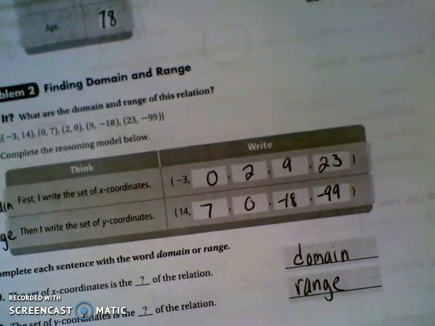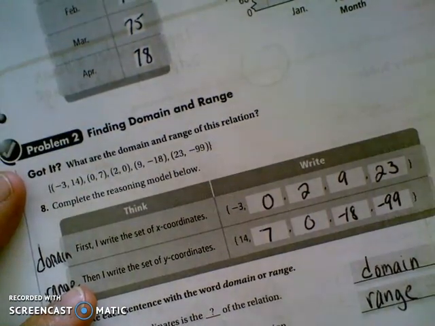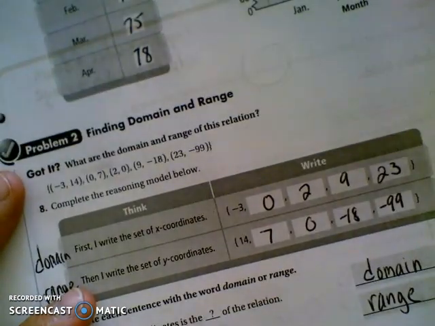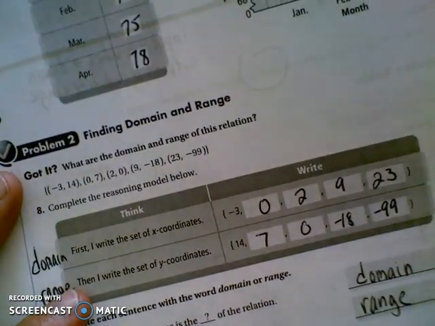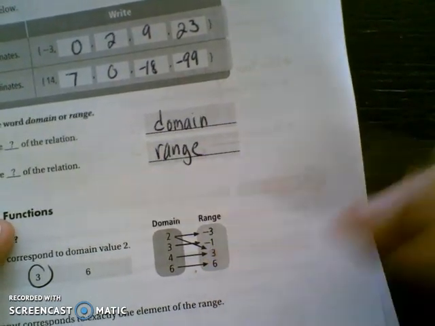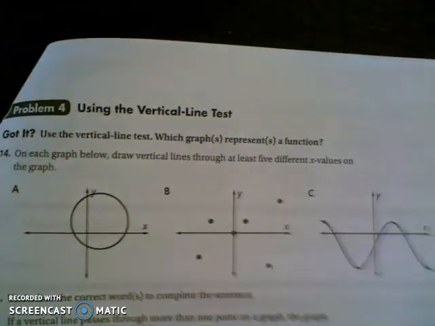True or false? Every element of the input corresponds to exactly one element of the range. False. Number 13, the relation is a function. False. It can't be a function because of this, right here, these two guys. You can't have two outputs. We have two right there. So number 4, we have these funky guys right here.